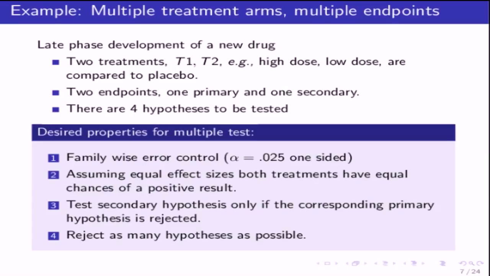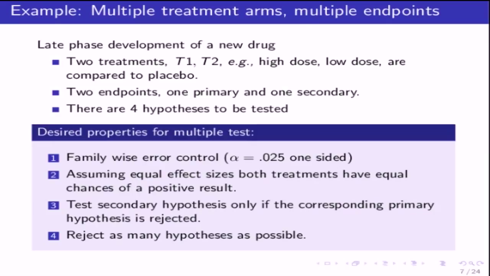So we have a trial with multiple treatment arms, and we're interested in testing multiple endpoints. So it's, let's say, a phase 3 clinical trial, and we have two treatments, T1 and T2. So let's say T2 is the higher dose, T1 is the lower dose, and each dose should be individually compared to placebo. And we have two endpoints, a primary and a secondary endpoint, which means at the end of the day we would like to test 4 null hypotheses: the primary and secondary endpoint for the low dose, and the primary and the secondary endpoint for the higher dose.